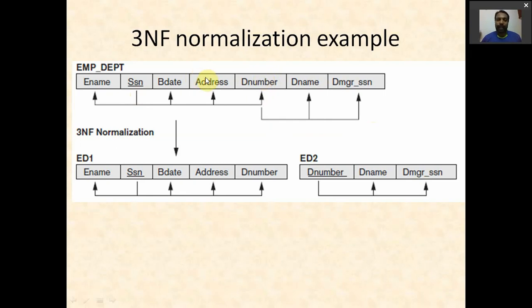So what we have to do is decompose it into two relations. The first relation is SSN, E name, birth date, address and D number. The second table will be D number, D name and D manager SSN. If we check both these tables, now we have no transitive dependency. These tables are in second normal form and also in third normal form. There is a full functional dependency on the primary key, so it satisfies second normal form, and it also satisfies third normal form because there is no transitive dependency. So these two tables are said to be in third normal form. That is for this lecture.